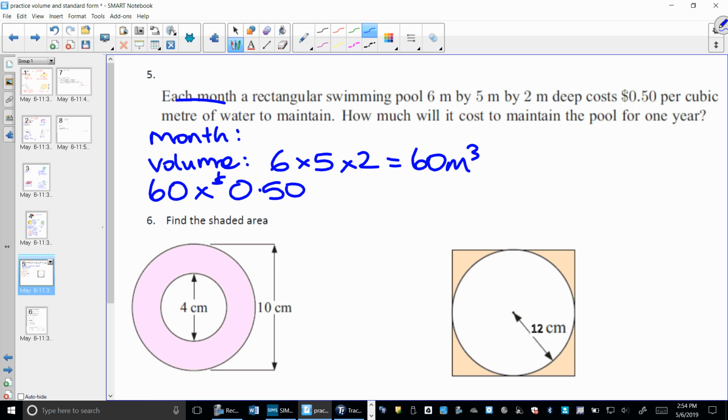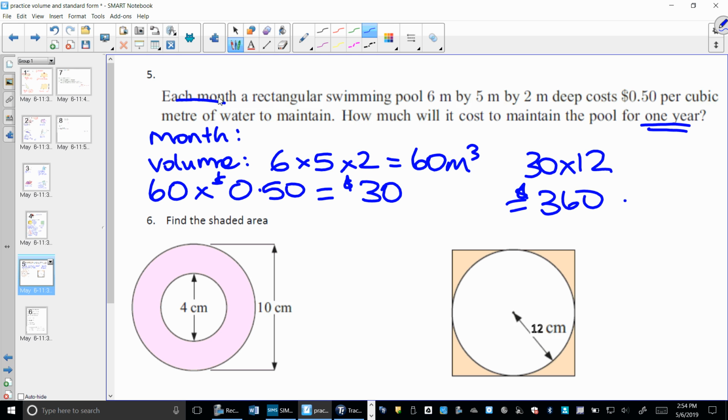Where are you getting your numbers from, Estelle? Okay, so you understand how we got that, yes? So we get 30, don't we? Okay, so $30. So that's our monthly cost. So our year is going to be 30 multiplied by 12, which is $360. Yes, because it's for a year. Okay?